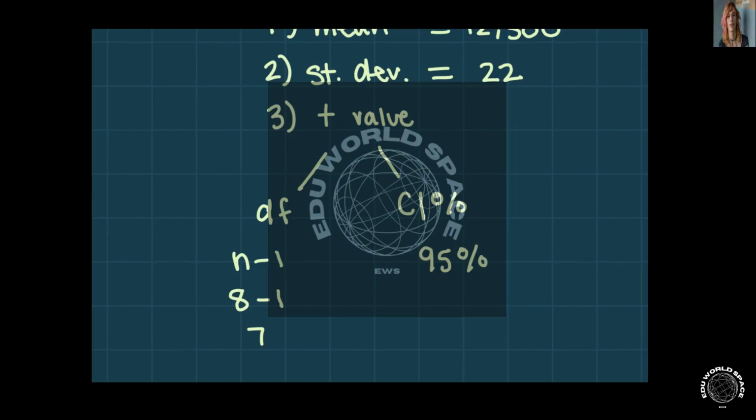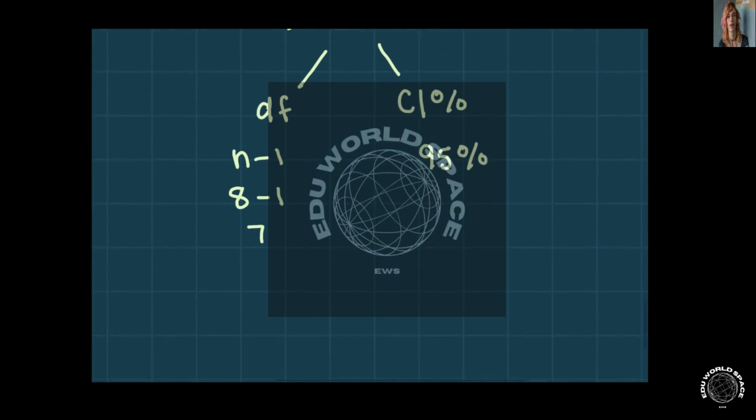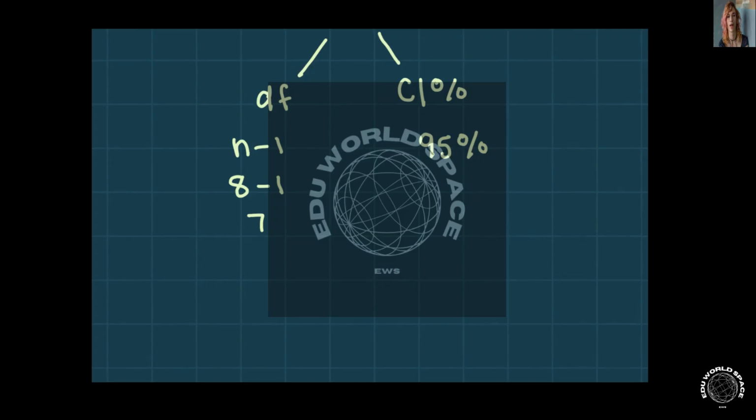So take a moment to flip to the back of your book, find your t-value table. I suggest putting a little bookmark there or something because you'll be using it quite frequently. Find degrees of freedom 7. Find the confidence interval percent of 95 on the top, and match up your columns to get your t-value, which should be 2.167.